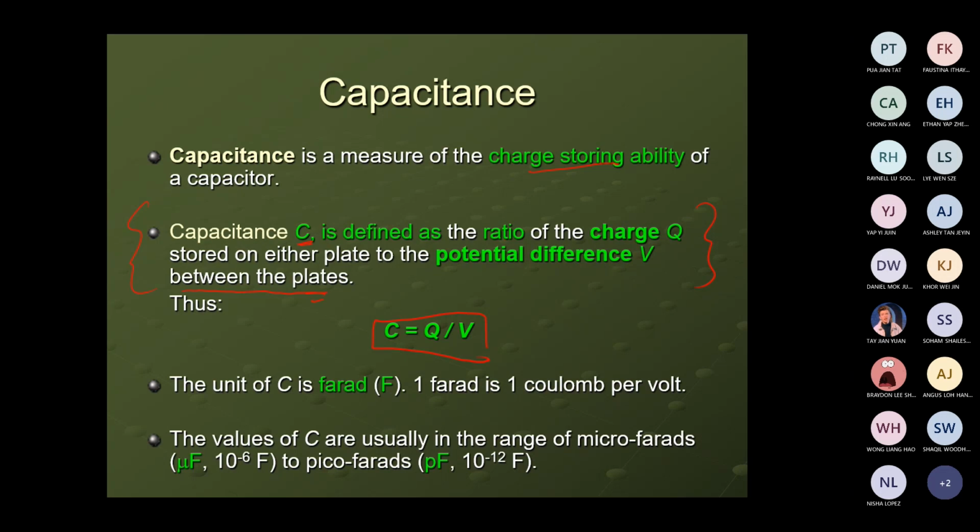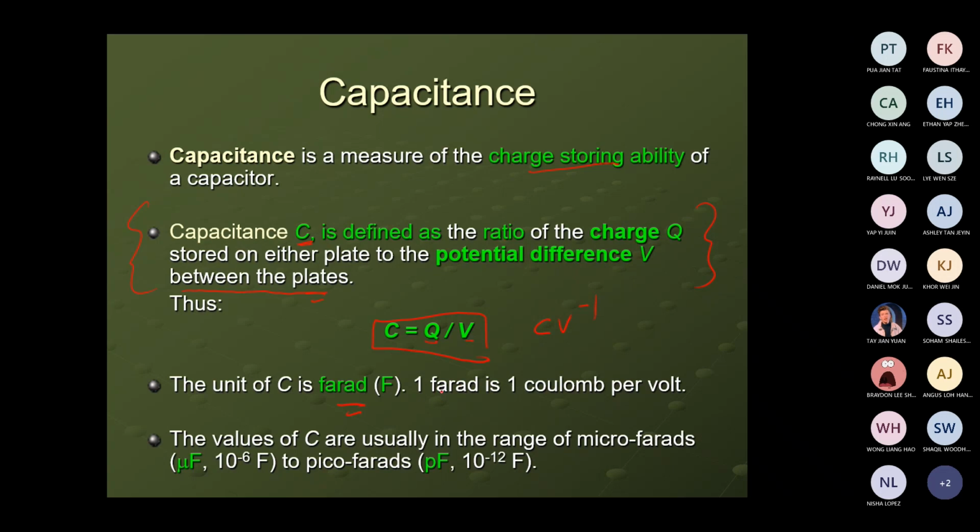As you can see, it's a weird unit. The unit for capacitance, of course, you see charge over volt, is coulomb per volt. Charge is coulomb, volt is volt, so coulomb per volt. But it has a special name called farad. The unit for capacitance is farad.